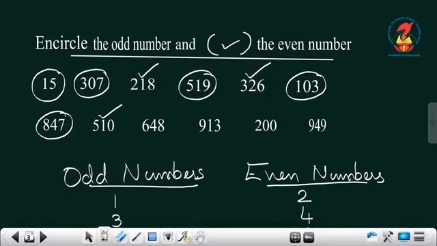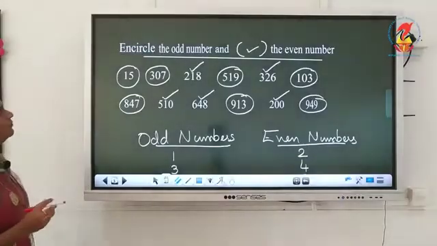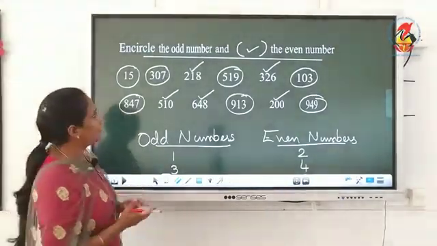648. The last digit in the ones place is 8. 8 is an even number, so you will put a tick sign. 913, the number in the ones place is 3, so it's an odd number, so you will circle it. 200, the last digit is 0, so it's an even number, so you will put a tick sign. 949, 9 is an odd number, so you will encircle it. Got it? This is how you find out the odd numbers and even numbers.